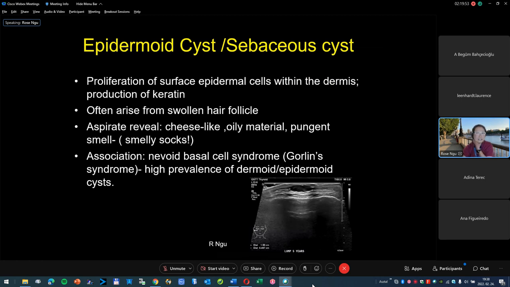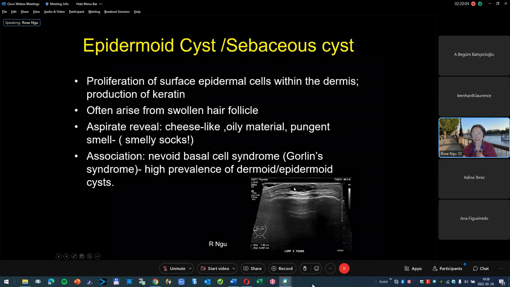All right. The other thing you could have is epidermoid cysts or sebaceous cysts. They're just full of keratin. They can arise from a hair follicle. And if you aspirate them, they feel like cheesy, oily material and smell terrible. If they have numerous sebaceous or epidermoid cysts, think of Gorlin syndrome. We had a patient with Gorlin syndrome, and they can have loads of basal cell carcinomas, which can be quite aggressive, and they can appear in sites that are not exposed to the sun.